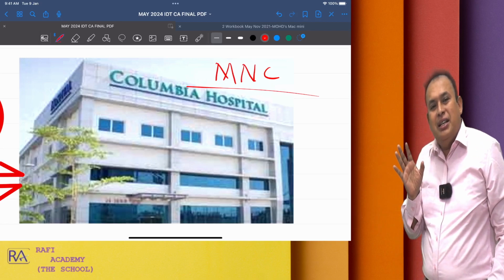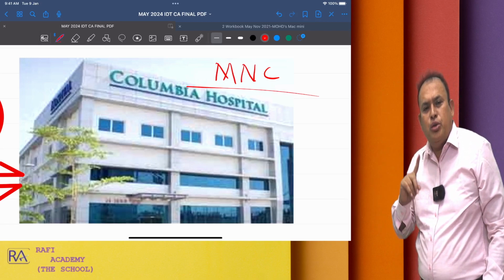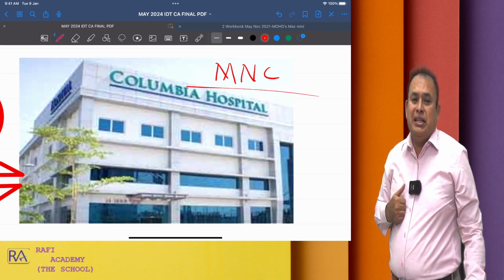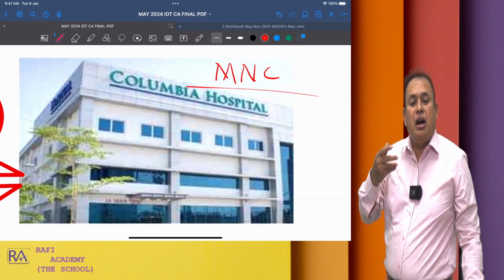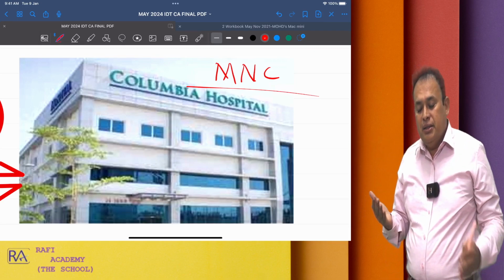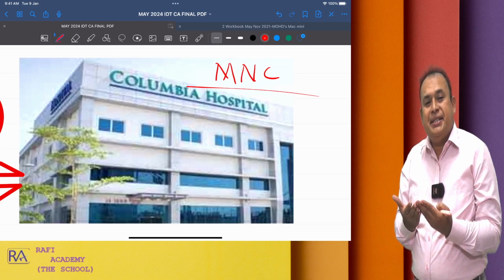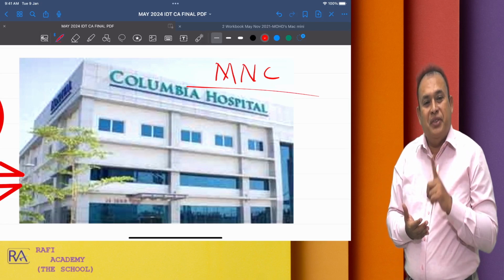Columbia Hospital said, no, you are harassing us. We wanted to go to the Authority for Advance Ruling and get the ruling in this regard. They went to the Authority for Advance Ruling of Karnataka. The AAR referred to the facts of the case, which I explained to you now, and said, Columbia Asia Hospitals, now the GST law is very clear.